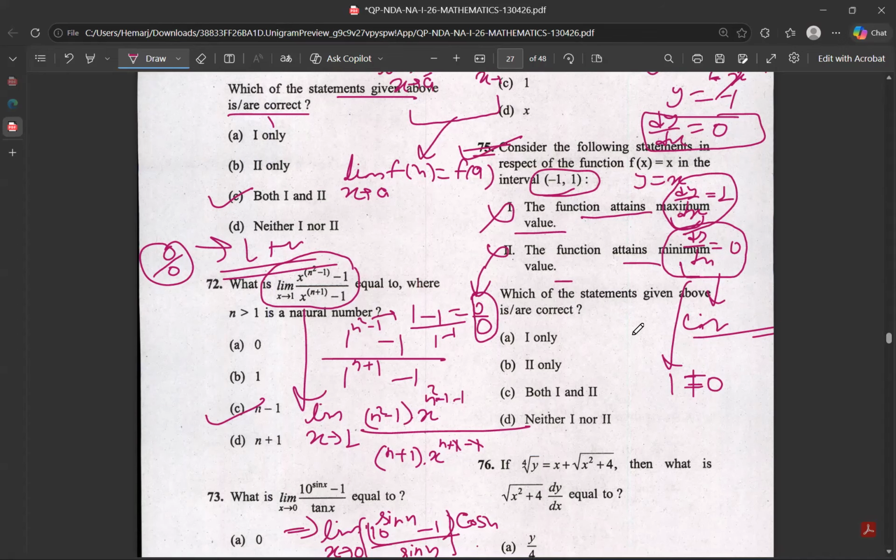Another way is from the graph. If you see the graph of y equal to x, the graph is something like this. The graph of y equal to x is like this. Here if you see, this graph is going till infinity and minus infinity on both sides. Between minus 1 to 1, here it will be 1, here it will be minus 1.